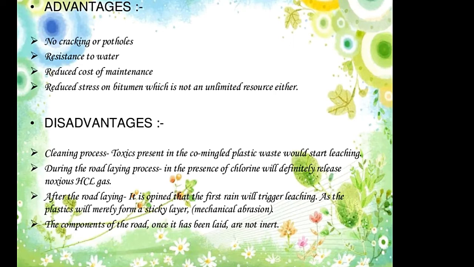Disadvantages: the cleaning process. Toxics present in the commingled plastic waste would start leaching during the road laying process. In the presence of chlorine, it will definitely release noxious HCl gas. After road laying, it is feared that the first rain will trigger leaching, as the plastic will merely form a sticky layer. The components of the road, once it has been laid, are not inert.